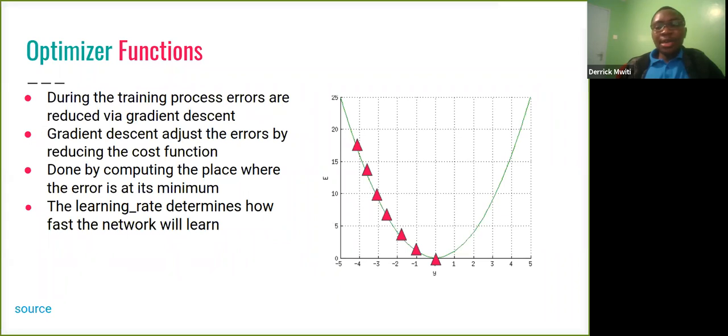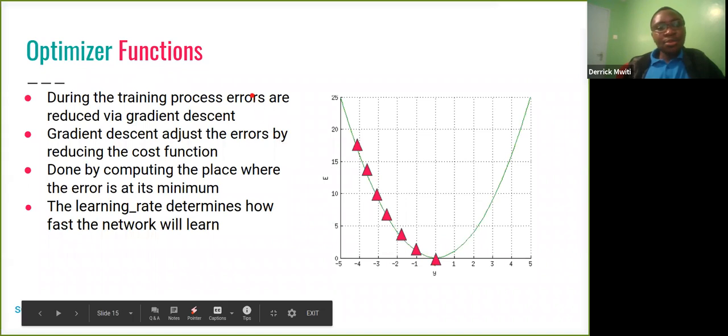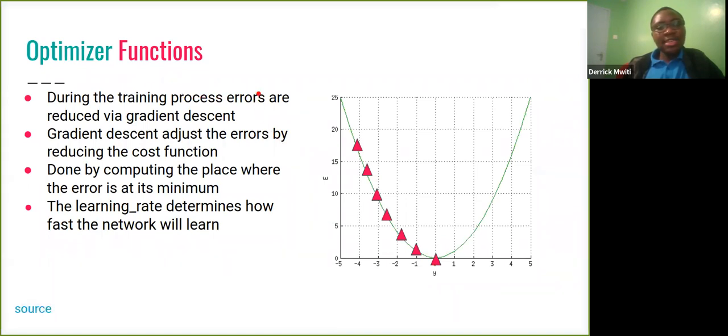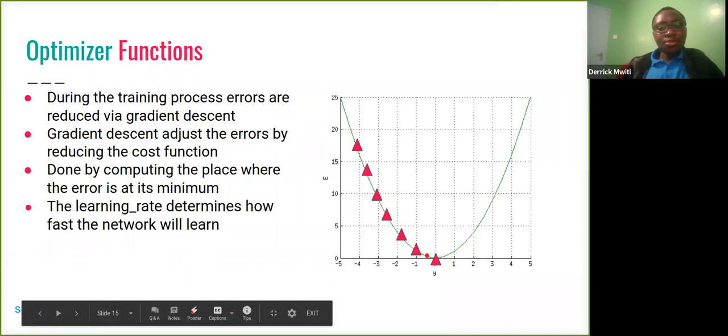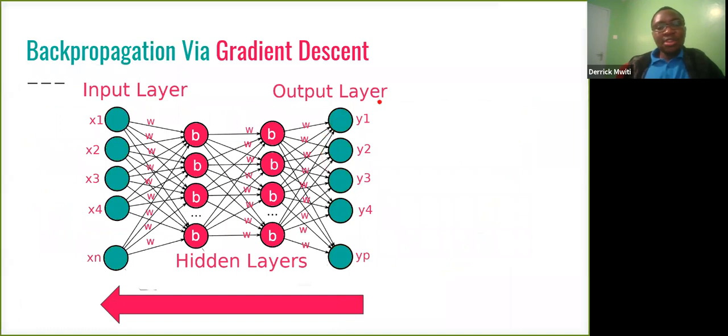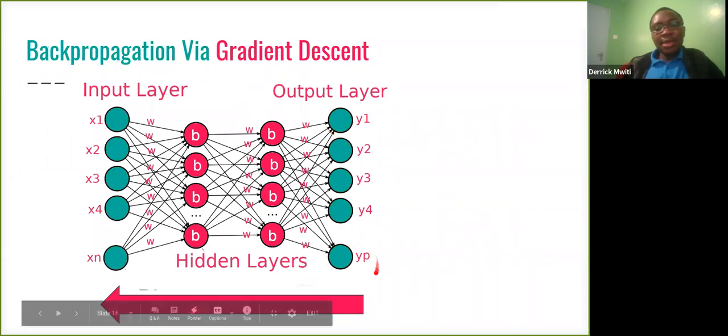How the weights are adjusted is through what we call an optimizer function, or gradient descent. The goal is always to find the place where the error is minimum. That's the purpose of the optimizer function: its goal is to adjust the errors by reducing the cost function. As you can see in this case, this distance is what we call the learning rate. At this point, this is the ideal point you'd like to be at, where the error is as low as possible. Once the errors have been calculated, they are propagated back through the network, and then the weights are adjusted.